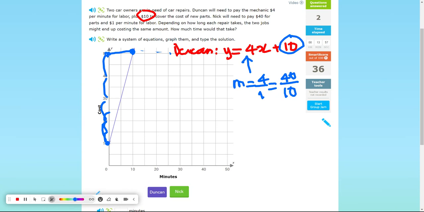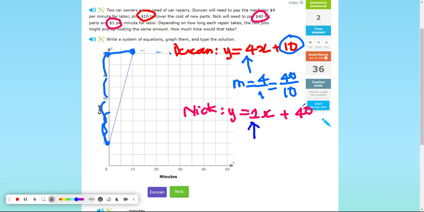So let's go and write the equation for Nick. Okay, so here we go. For Nick over here, y equals, and Nick paid $40 for parts. All right, $40 should be in the back. This is the set value. Okay, and then he paid $1 per minute. So that 1 should go in front of x. Okay, so let's go and wrap this.